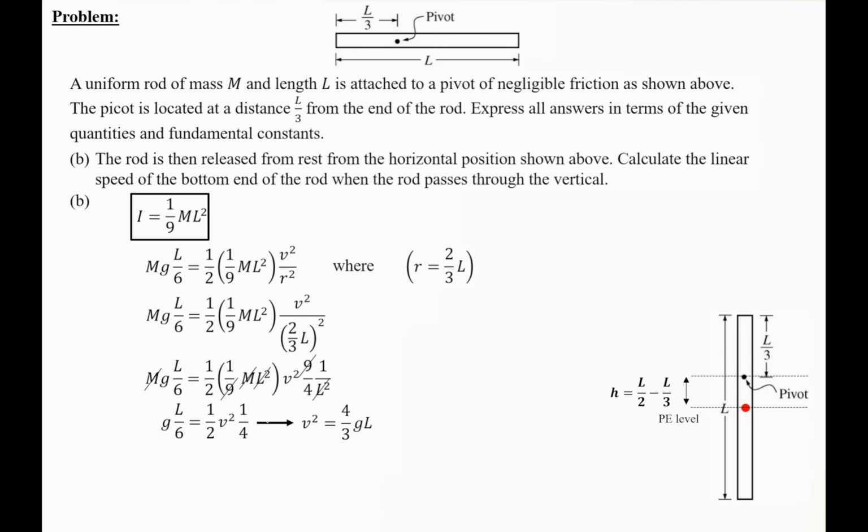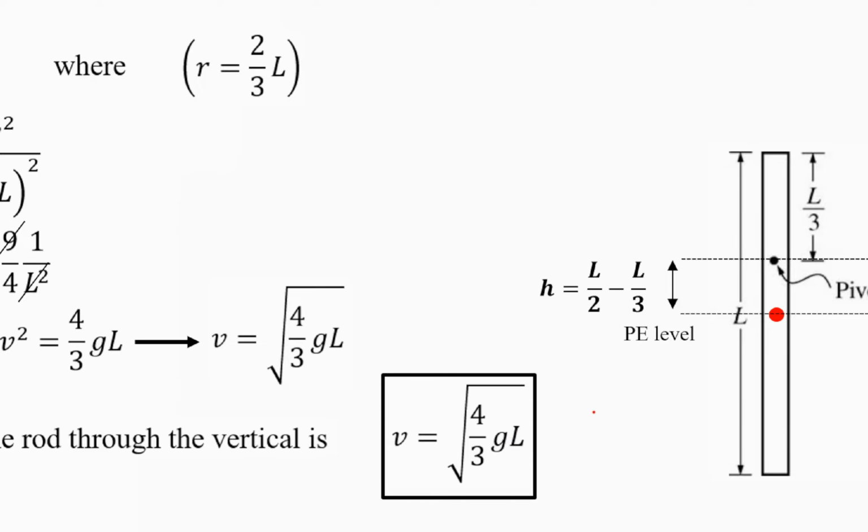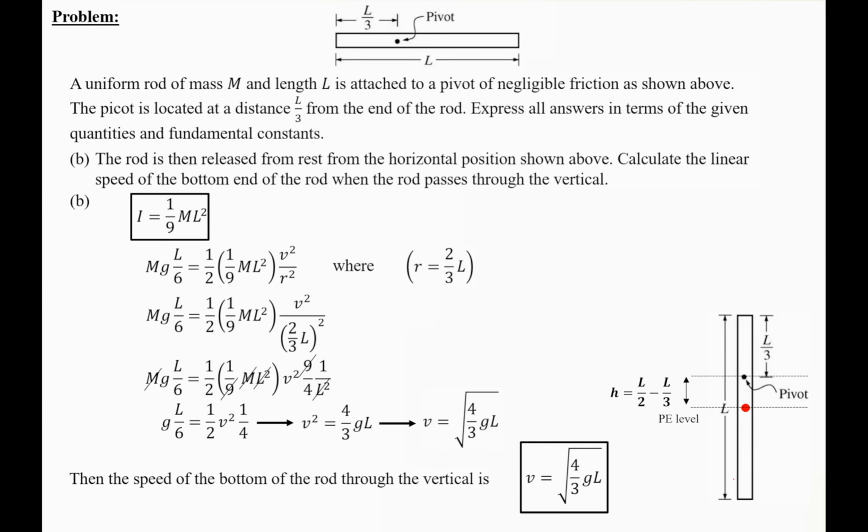Then in this case, the speed of the bottom of the rod when it passes through the vertical position is given by the square root of gL. Now why is this reasonable? Because g has the unit of meter per second square and L has the unit of meter, so that would be meter square per second square, and if we perform the radical, that would be meter per second.